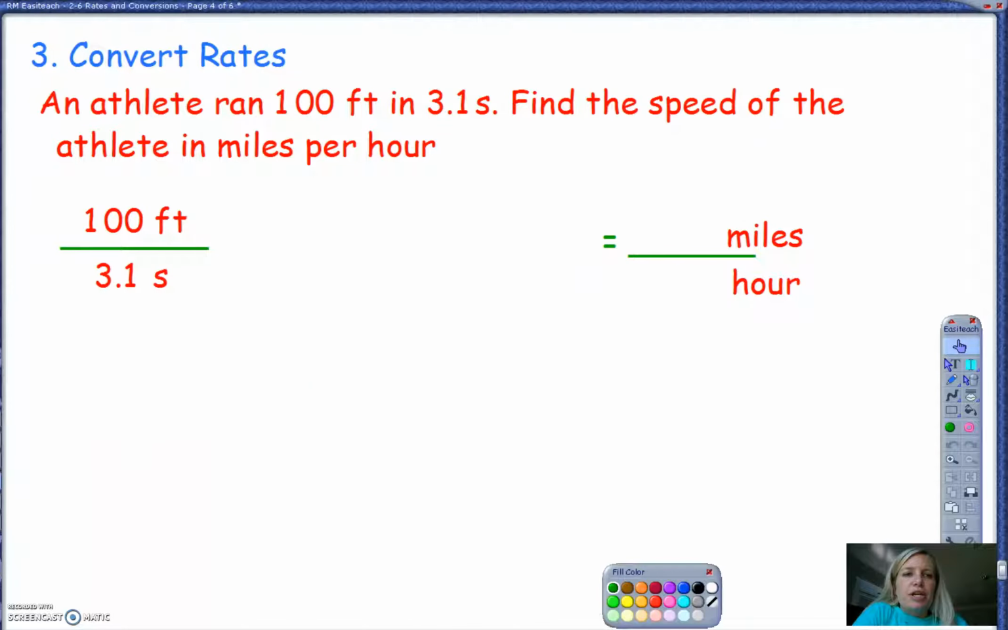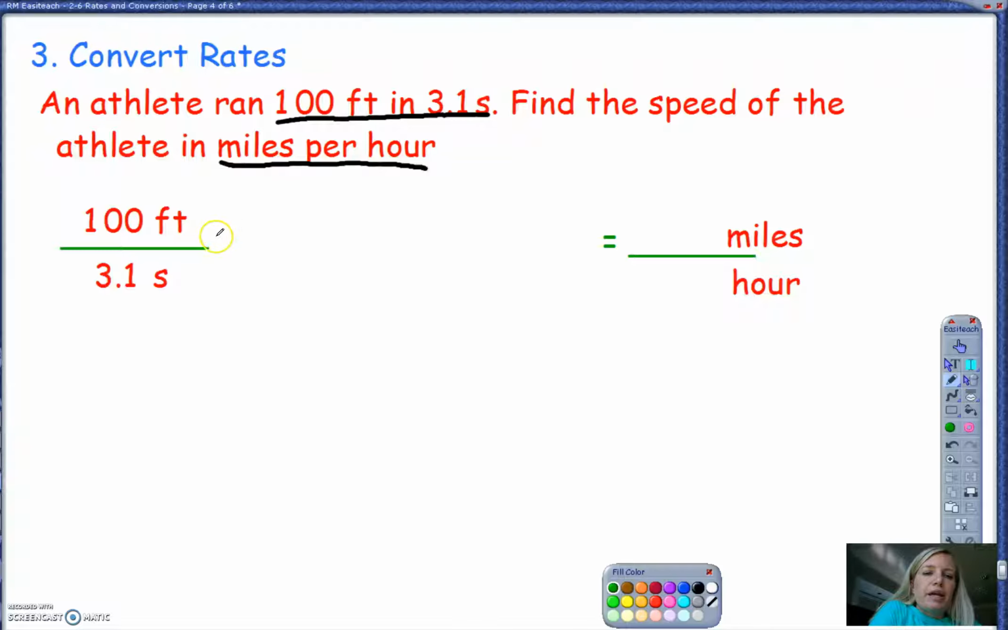Our third objective is converting rates. Now this one is the trickiest one because you're going to be converting 2 units of measure. So you'll actually end up having 3 fractions being multiplied, so you can help to cancel out your other units. So you take what's given. We have an athlete ran 100 feet in 3.1 seconds. That's what's given. Find the speed of the athlete in miles per hour. That's what we want our answer to be set up as. So that's what I've written down so far.